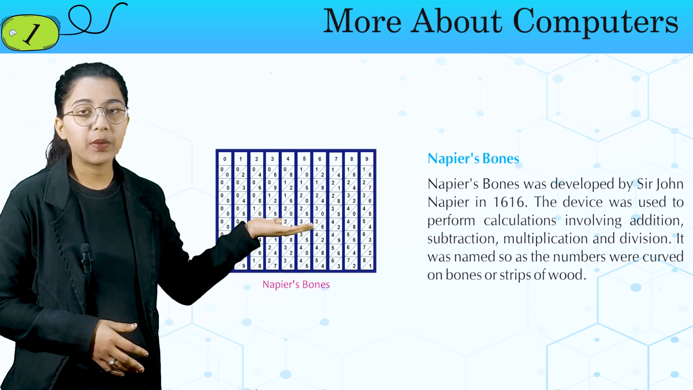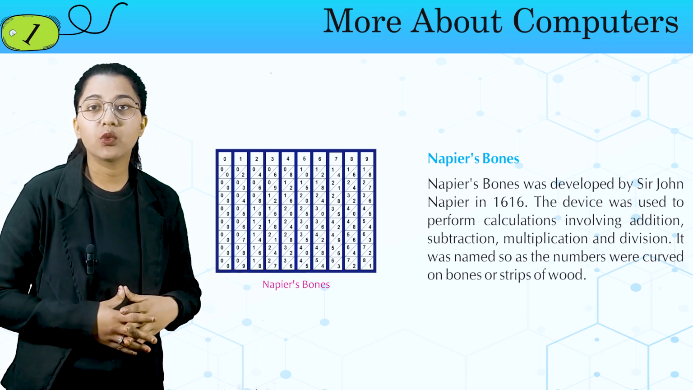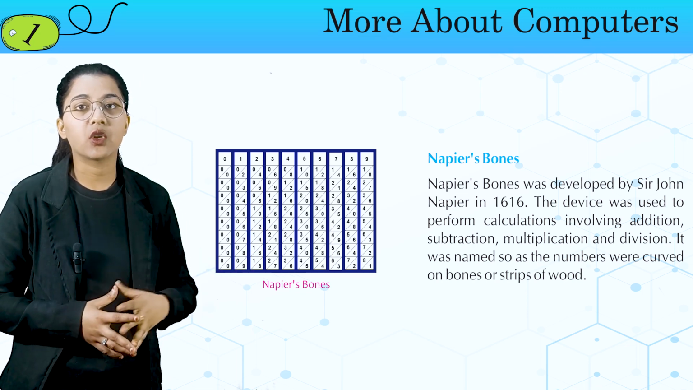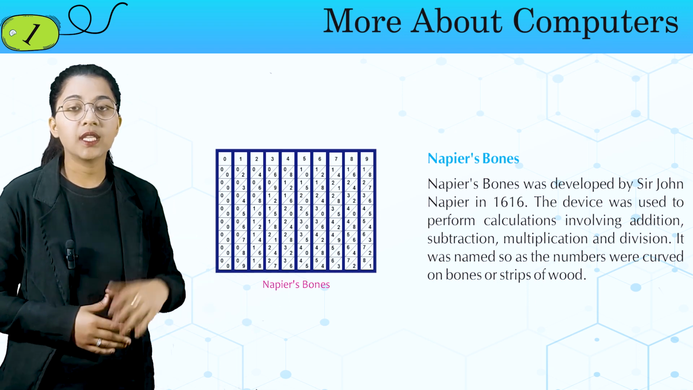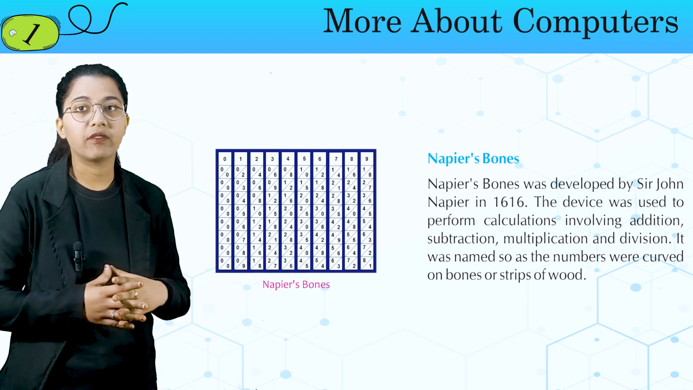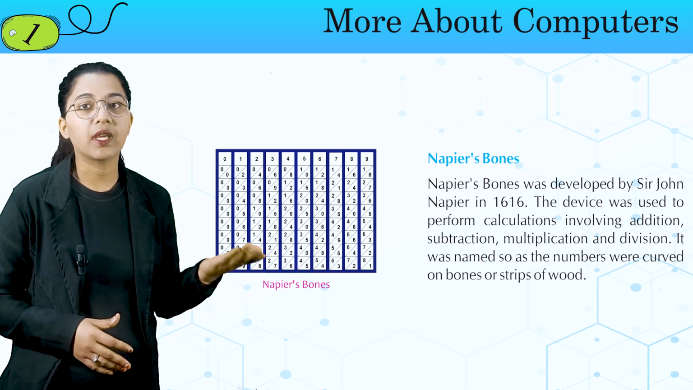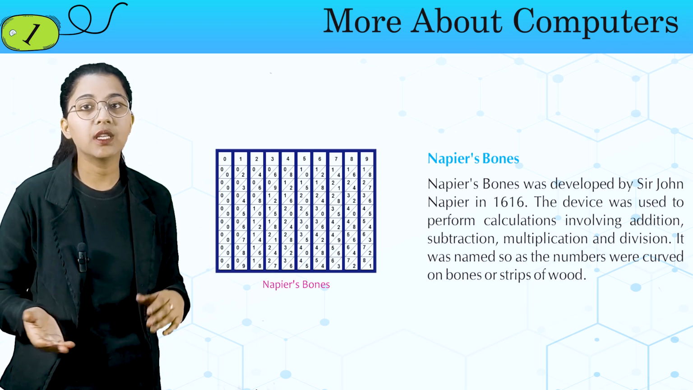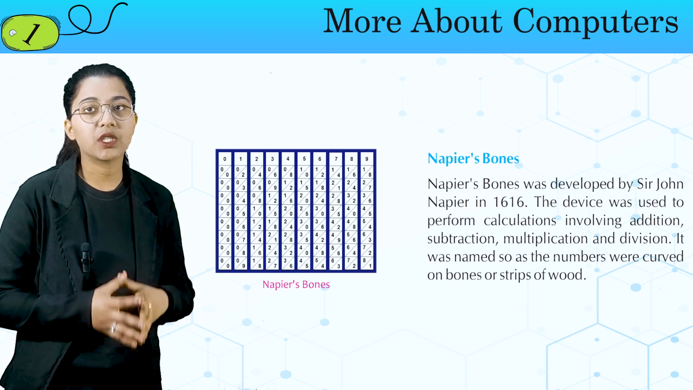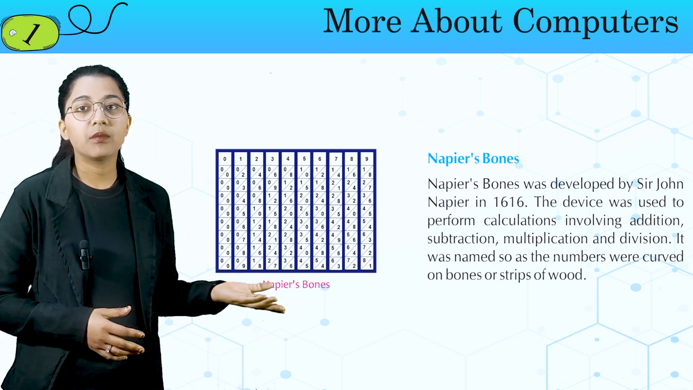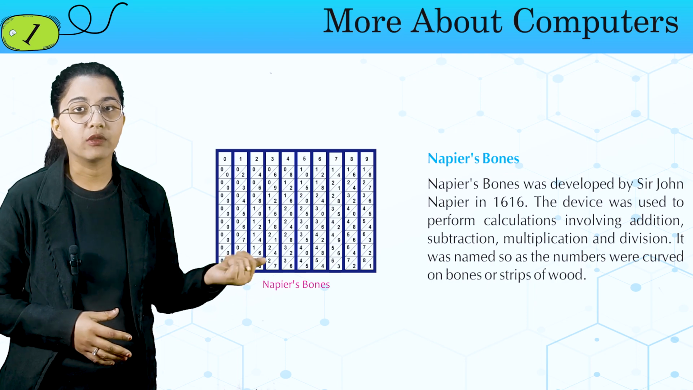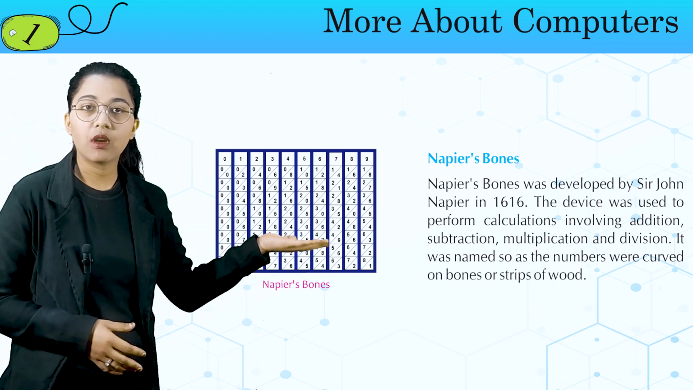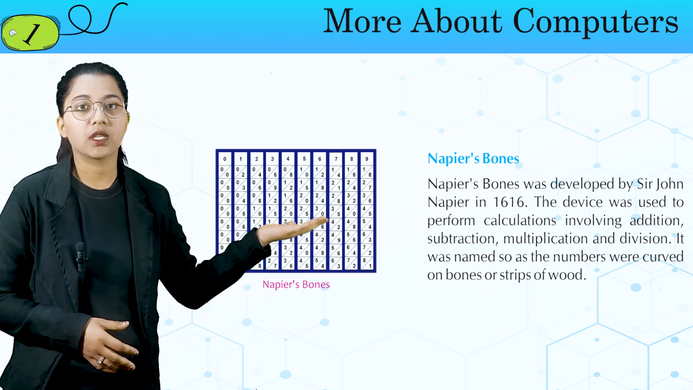Next is Napier's bones. Napier's bones was developed by Sir John Napier in 1660. The device was used to perform calculations involving addition, subtraction, multiplication and division. It was named so as the numbers were carved on bones or strips of wood. Here you can see the picture of Napier's bones.